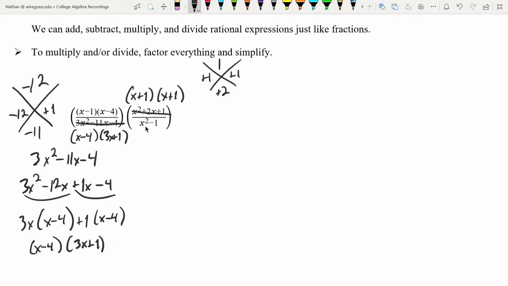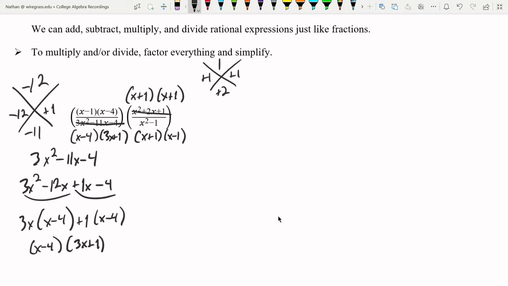Finally, the bottom right, x squared minus 1. This is the difference of two squares. x squared and 1 squared. So that means we're going to get x plus 1, x minus 1 for our factored forms. And there are a few things that we can cancel here.